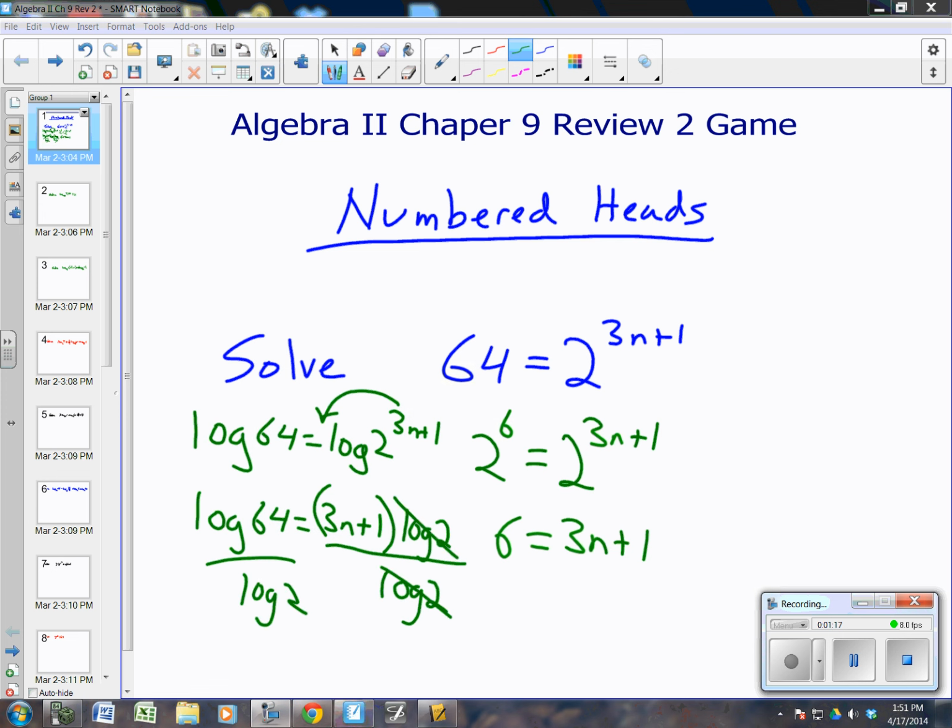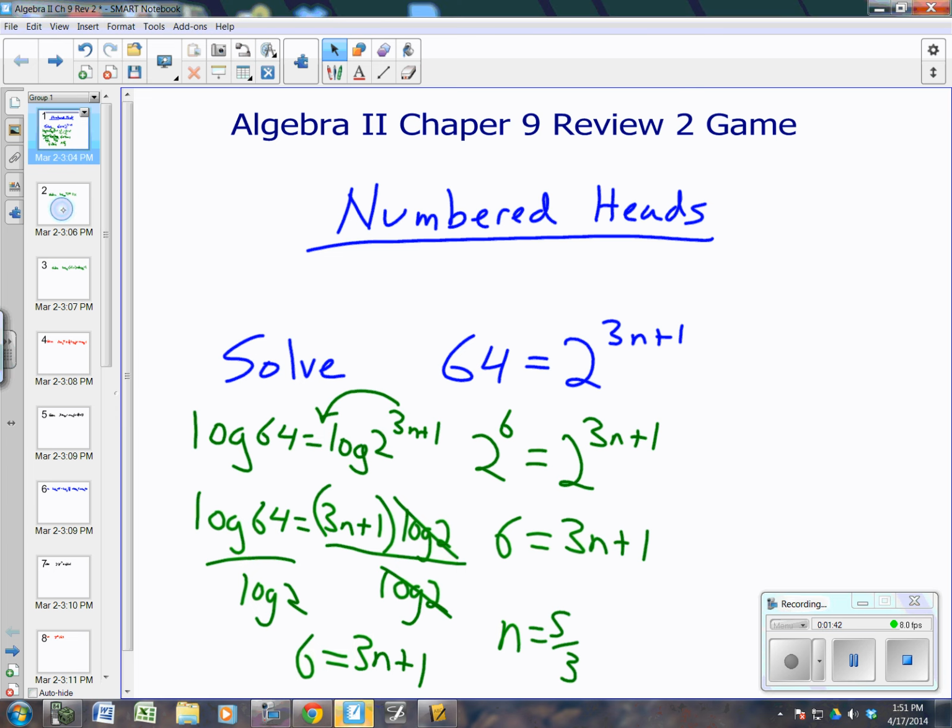They canceled out over here, and you did log of 64 over log 2, and you should have gotten 3. Is that what you got? And then you solved that equation, and your answer was, no, you should have gotten what? 6. Yeah, you should have got 6. And then you solved that, and you should have gotten n equals 5/3. Is that what you had? Okay, good job on that one.